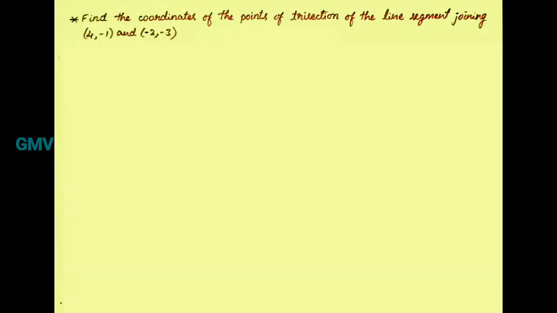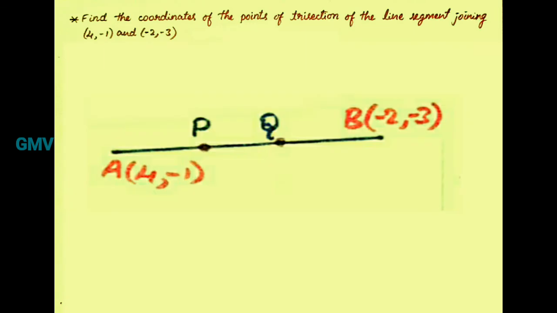See the third problem. Find the coordinates of the points of trisection of the line segment joining 4, minus 1 and minus 2, minus 3. First, understand the problem clearly. Here, they have given the line segment AB. The coordinates of A are 4, minus 1 and coordinates of B are minus 2, minus 3.